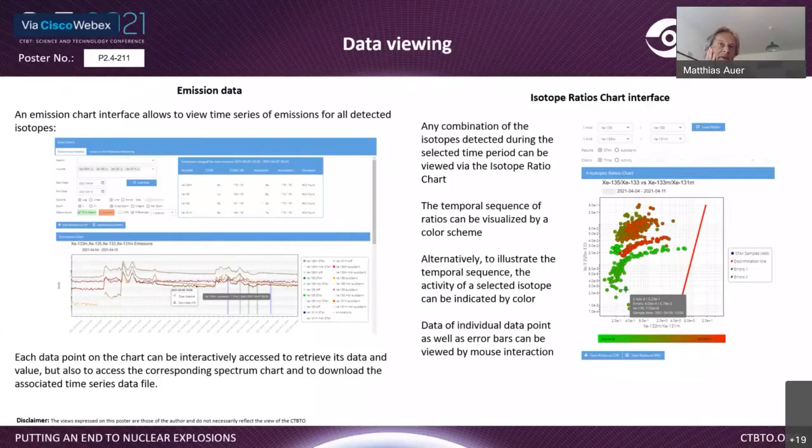For example, on this web page, there is an interface to view emission data time series that you can see here on the left side, where you can see the activities emitted per time for xenon isotopes from the stack over the given period of time. Or alternatively, you can view the isotopic ratios of the emissions. So there are various ways to view data and various data available, also state of health data, to monitor the operational status of the system. And this poster shows a summary of all the data processing and all the data that are available to the users. Thank you.